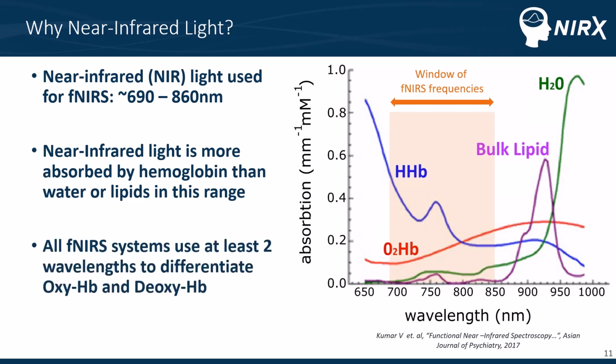Okay, and one thing to note here, fNIRS systems use at least two wavelengths to differentiate oxy and deoxyhemoglobin. We're going to have two equations to solve. We have two unknowns, and therefore we need two data inputs to solve.